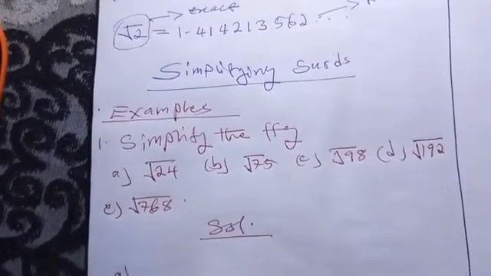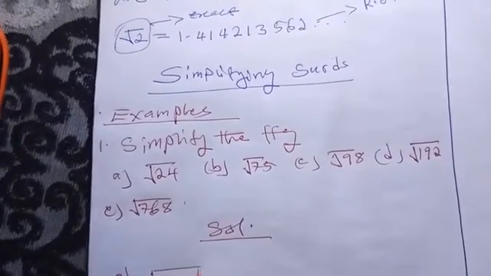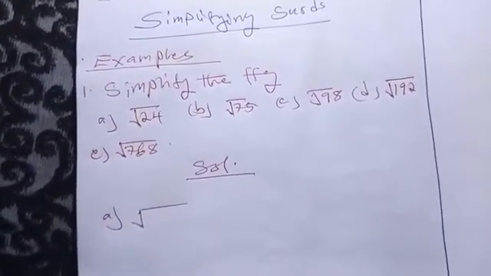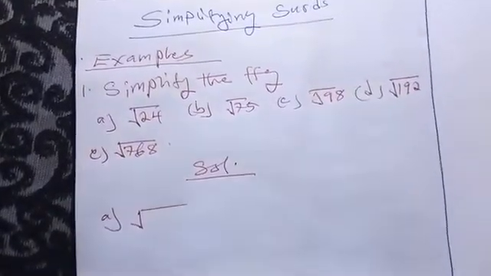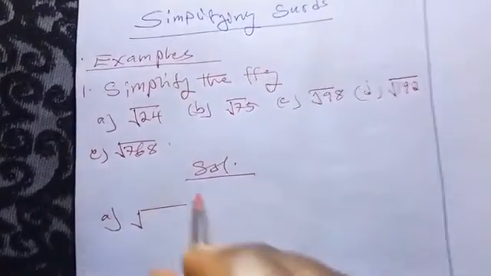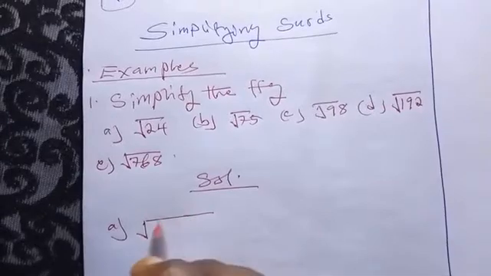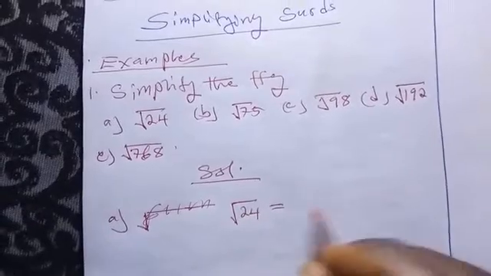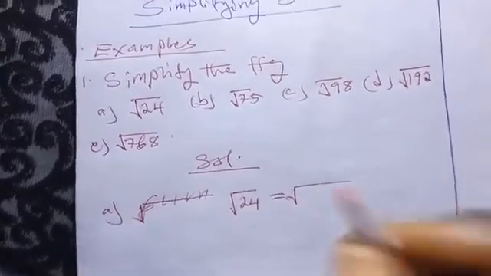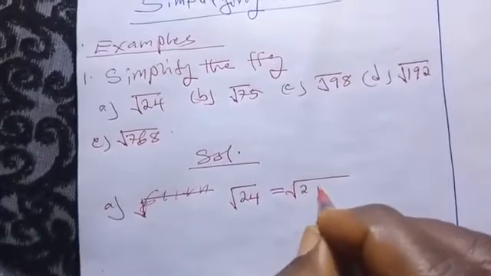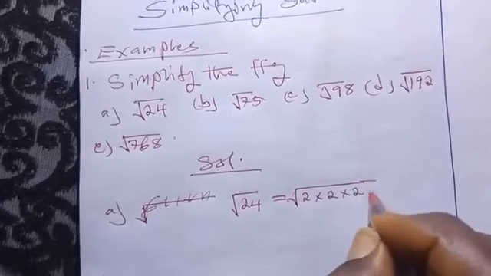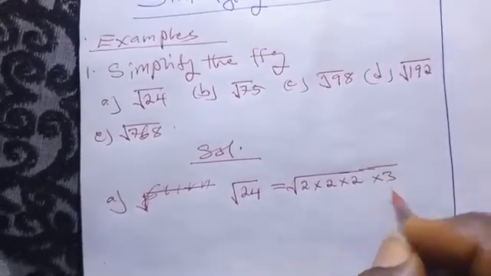All I'm looking for is a perfect square. If I look at the number, I can break it down into prime factors. Let me take root 24. You know how to break 24 into prime factors: 24 is 2 times 2 times 2 times 3.